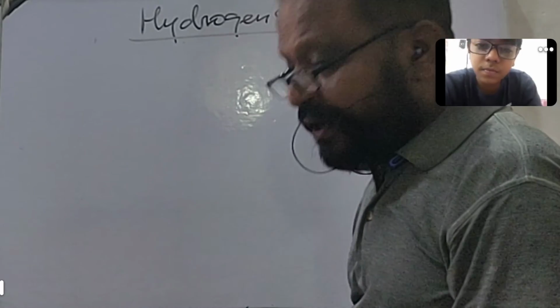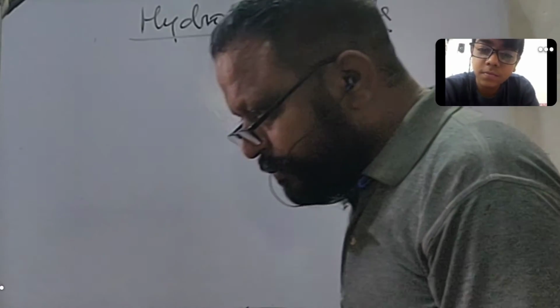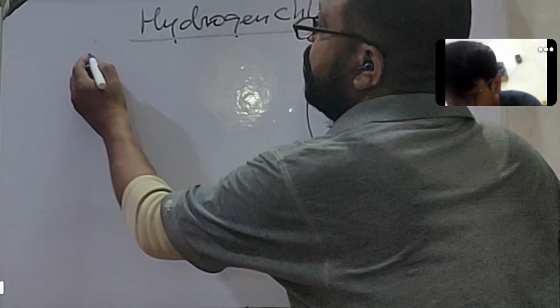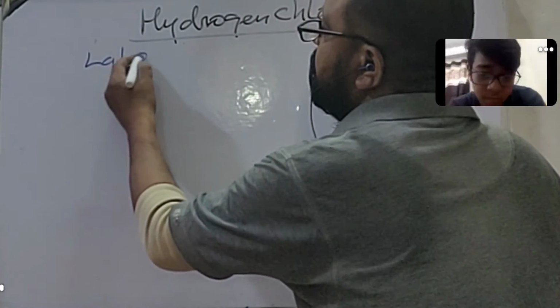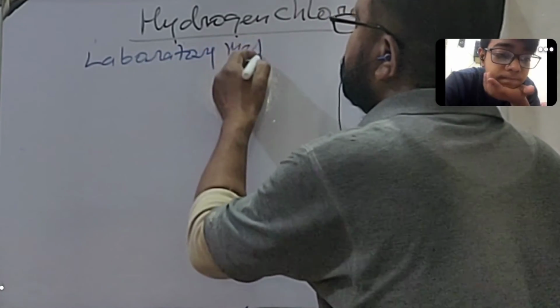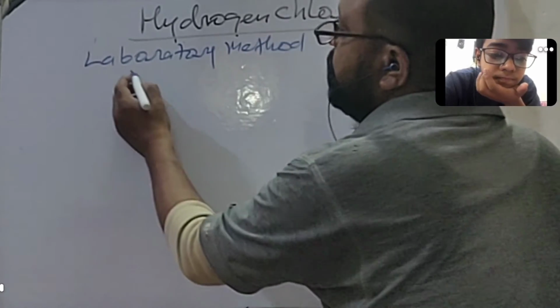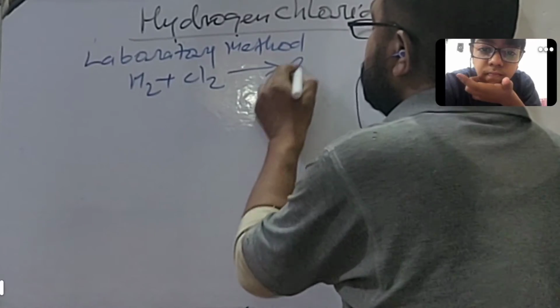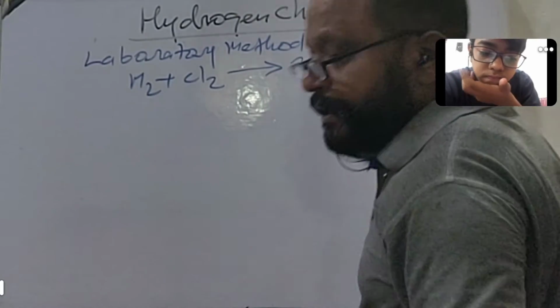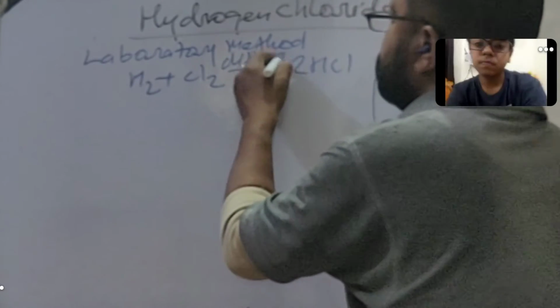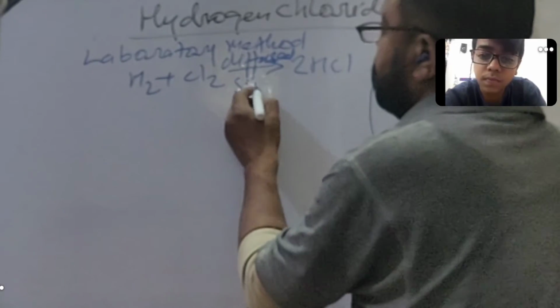So what is the laboratory method we have? First method: H2 plus Cl2 gives you 2HCl, right? This is in diffused sunlight.